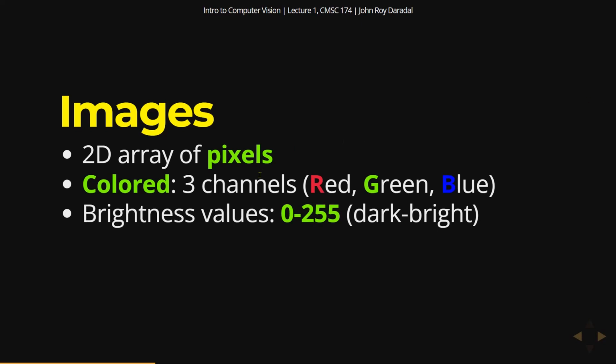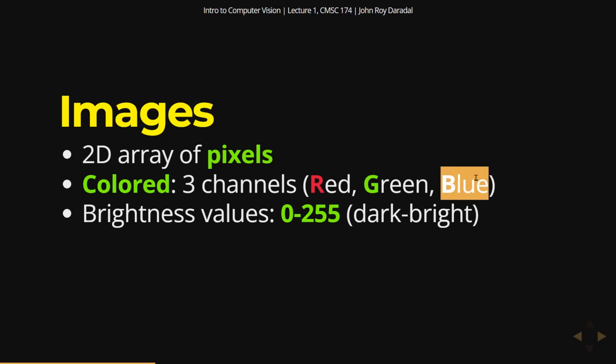So pixels, as I've mentioned, are brightness values that range from 0 to 255. If it's 0, there's no brightness at all, so it's black. If it's 255, that's the maximum brightness. So if you have 255 on all 3 channels, you have pure white. If you only have 255 on red and 0 on green and blue, that would be pure red. The same for 255 on green and 0 for the rest, that would be pure green. And 255 on blue and 0 on red and green would be pure blue.